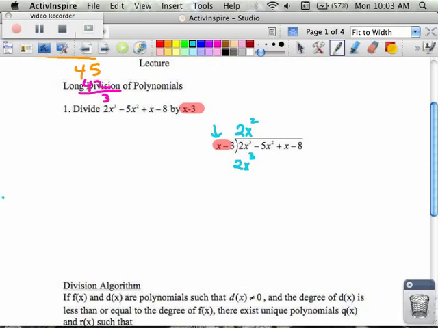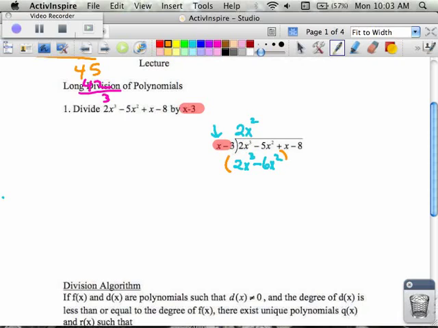Surprise, surprise. If that doesn't happen, what are you doing? That's the whole point. You want to match those two things up. But don't forget about the minus 3. So 2x squared times minus 3 is minus 6x squared. Now I subtract that stuff, just like we did in the previous example.